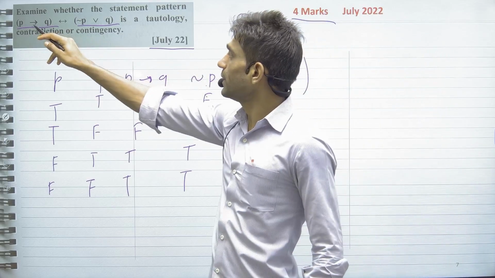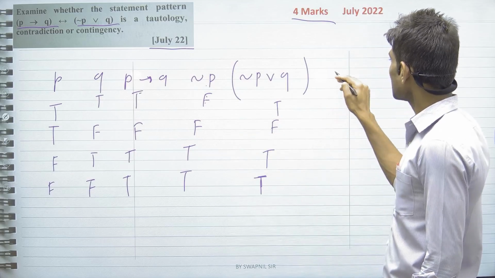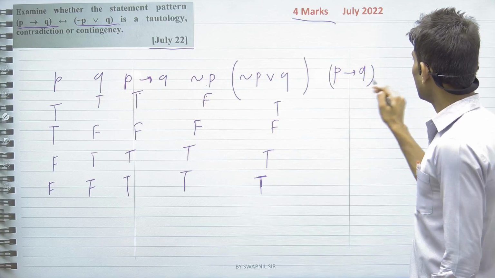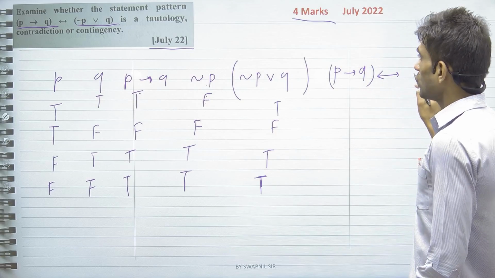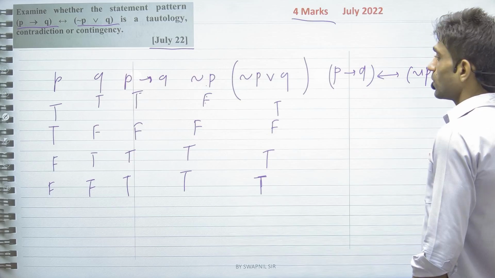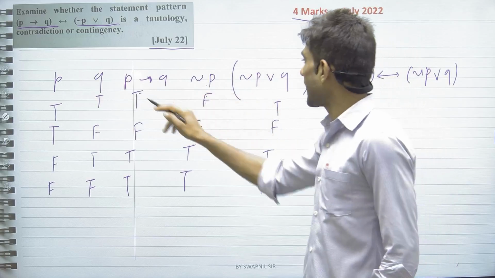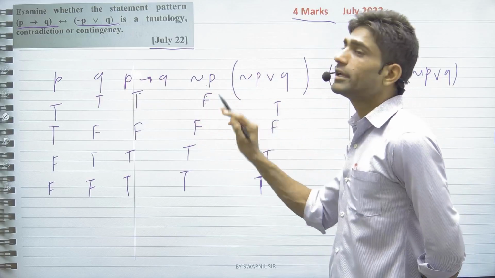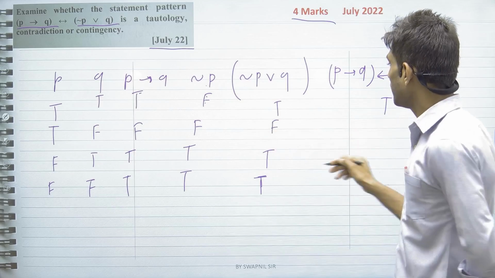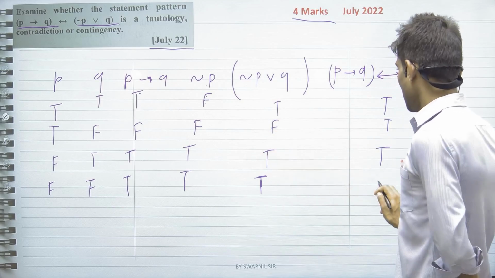So take a double implication between P implies Q, double implies negation of P or Q. Okay, so let's go for the last table. P implies Q, double implies negation of P or Q. So apply double implication between these two brackets. Okay, double implication gives us TF and FT as false. TT it will remain T. FF it will remain F. TT it will remain T, and last TT it will remain T.